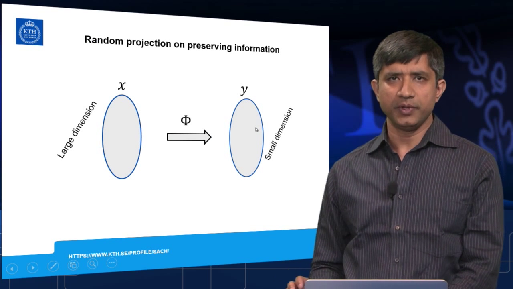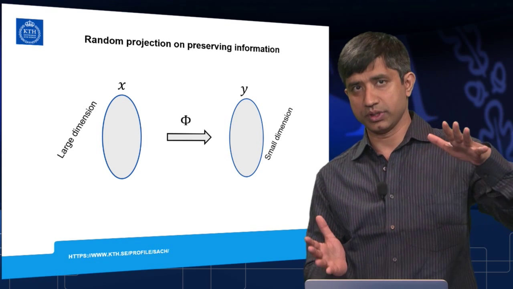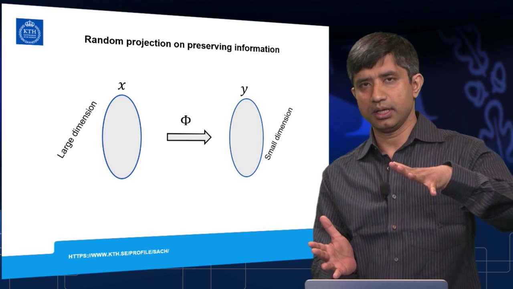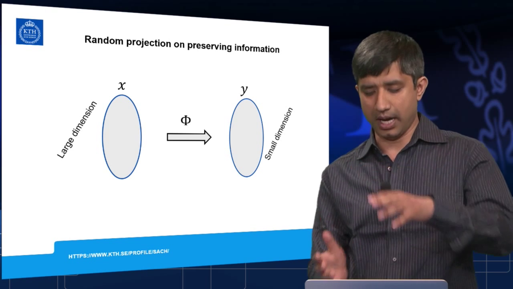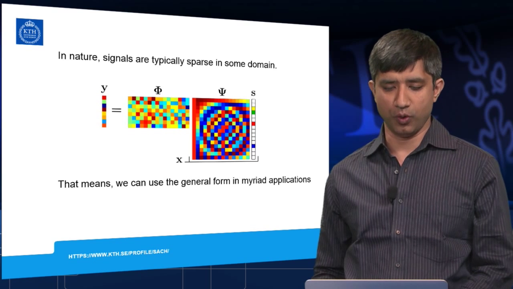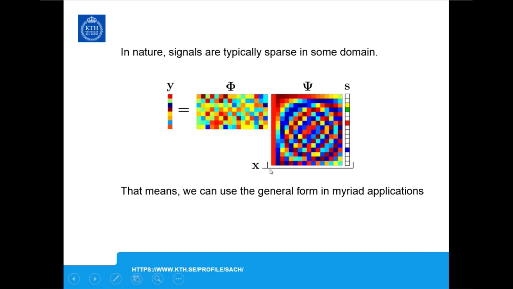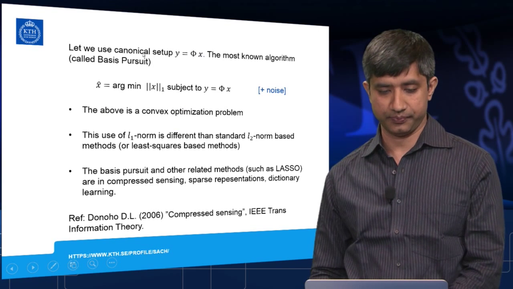So, what is a possible implication? An implication can be that a very large dimensional x can be projected. Of course, this has to be sparse. This has to be projected in a small dimension of y, and the processing can be done in the small dimension of y. In nature, signals are typically sparse in some domain. So, in this case, x is a signal which may be a dense signal, but that signal is sparse in some domain psi. And for example, a very large image can be sparse in DCT or wavelet domain. So, that means we can use this general form in myriad applications.